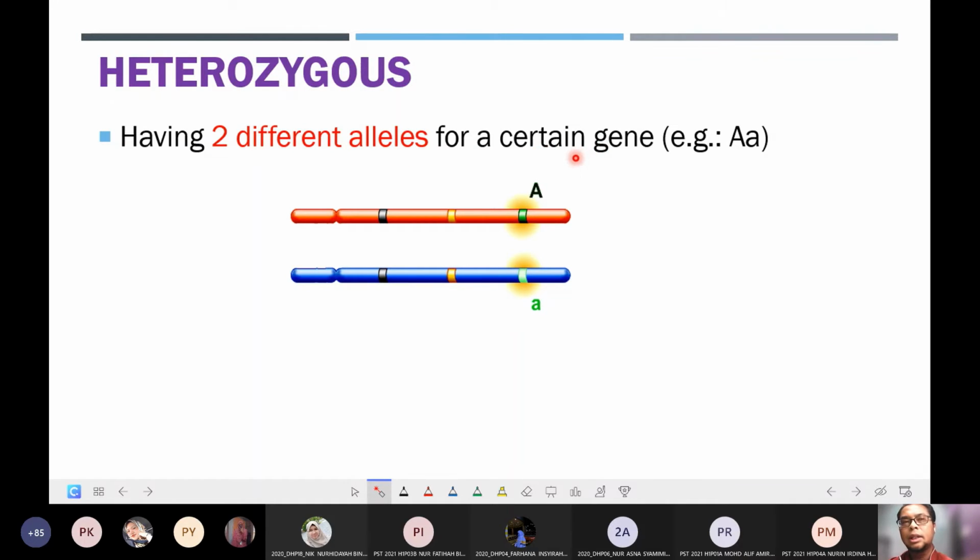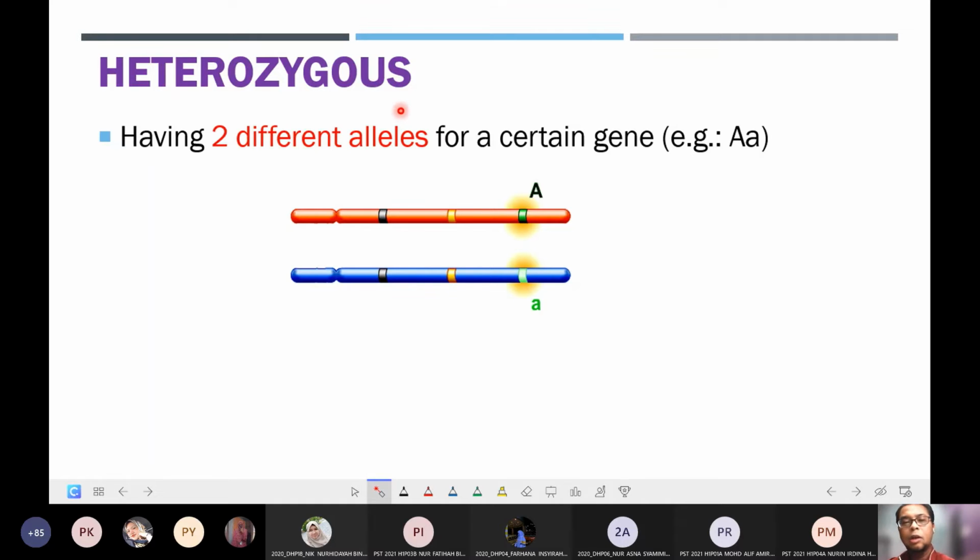So the gene is one same type, but there are two forms of the gene. One will be capital A and another one will be small letter a. So if there are two different types of alleles for one same gene, then we call this the heterozygous condition.